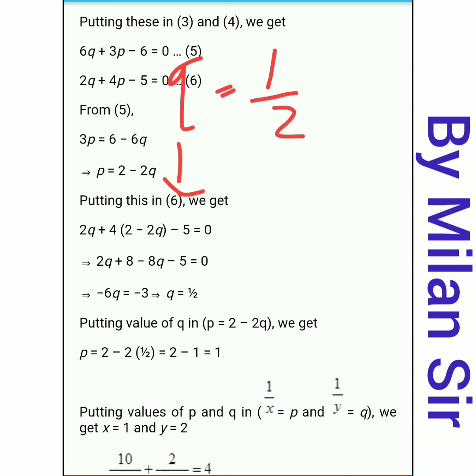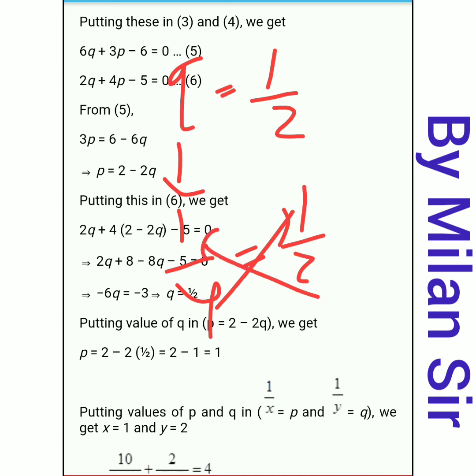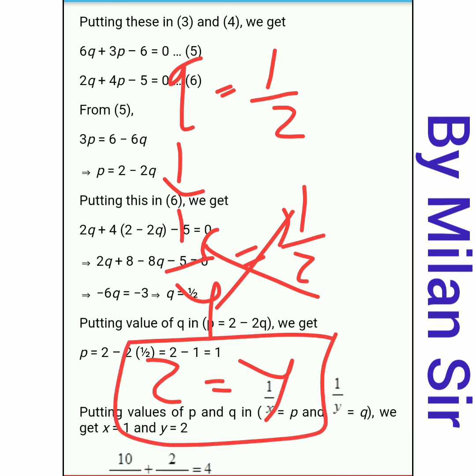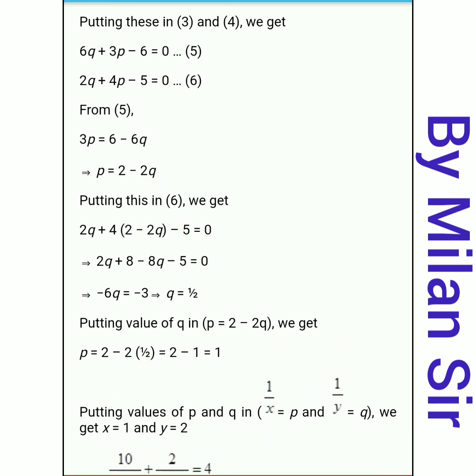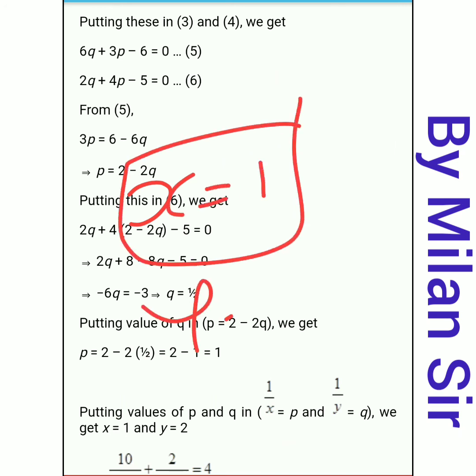In place of q, we can write 1 upon y, because initially we assumed that 1 upon y is equal to q. Now transfer this y to the right hand side and 2 to the left hand side. So 2 ones are 2 and on the right hand side y ones are y. So y is equal to 2. So here our two values are ready: x is equal to 1 and y is equal to 2. These are the solutions of these equations. Okay. Thank you.